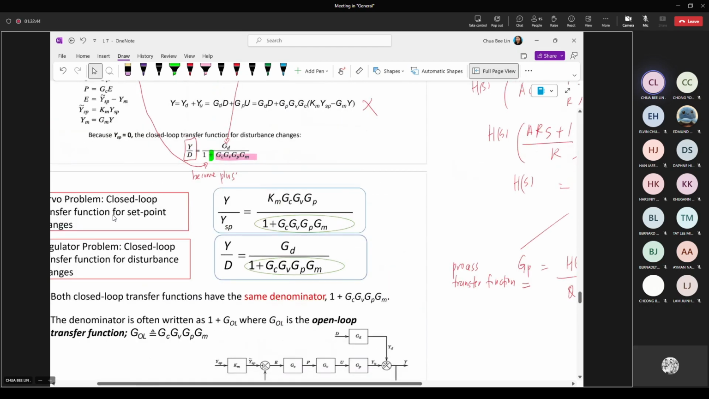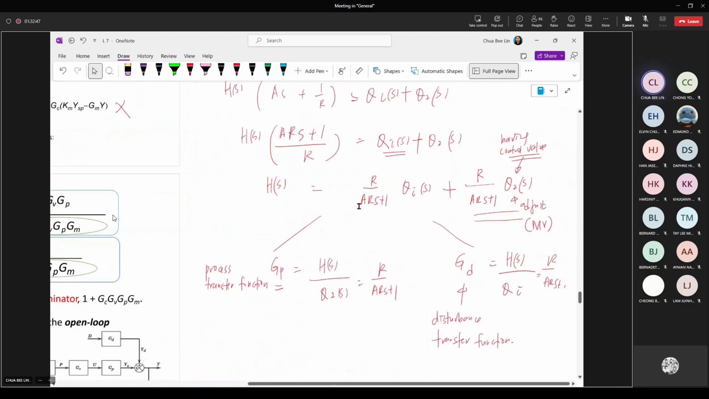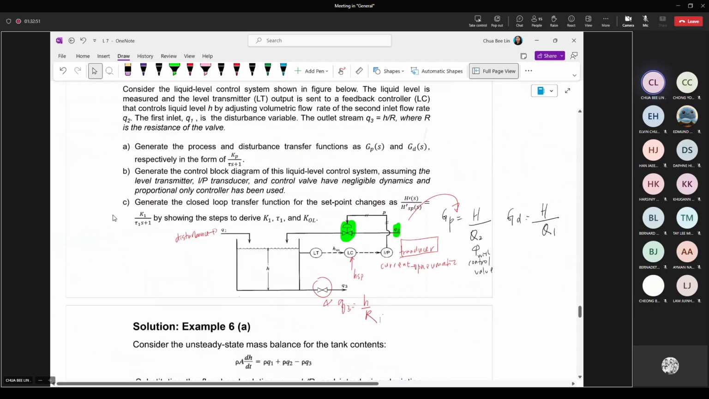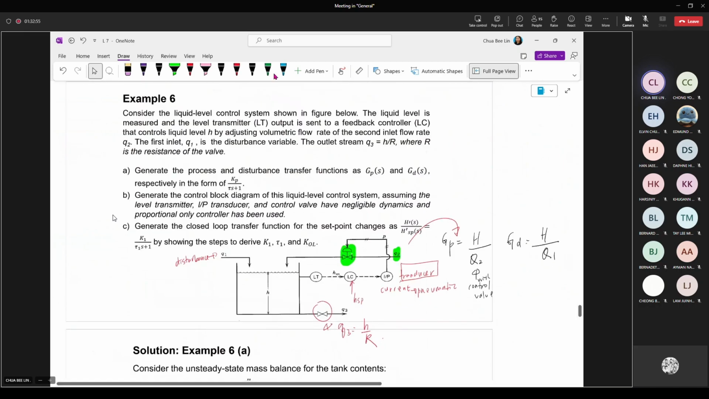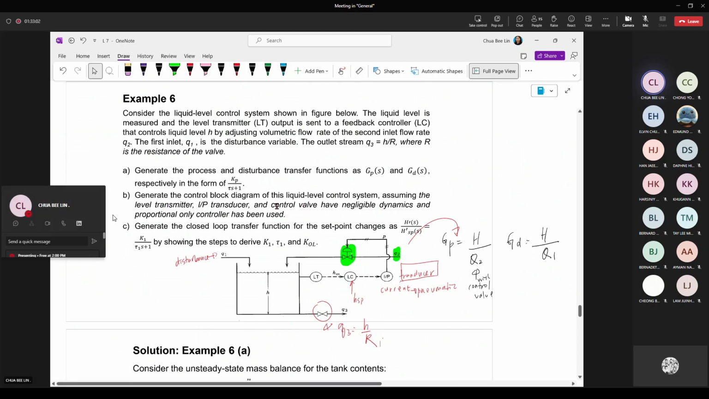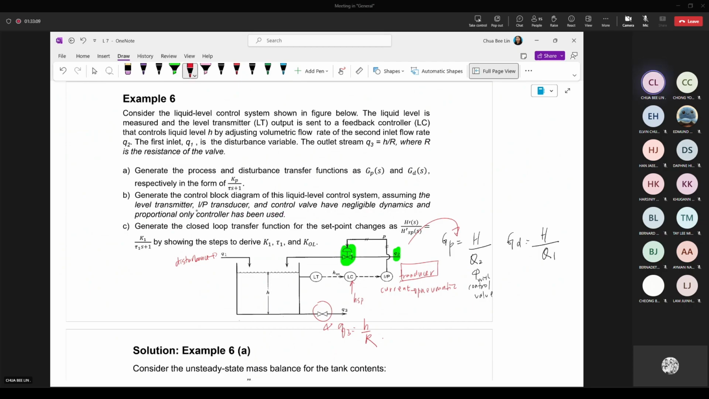Just now we have derived something like this. So Kp over tau s plus 1. Okay, so this is one of the examples for you to try and complete so that you can score during your final exam. So generate the control block diagram of this liquid level control system, assuming level transmitter and control valve have negligible dynamics and proportional only controller has been used. Okay, they mention negligible dynamics, meaning that you'll be having your GV equivalent to only the gain, so Kv. If this is GIP, transfer function for the transducer, it will just be KIP, just the gain. Only has gain in the transfer function, just like this one.